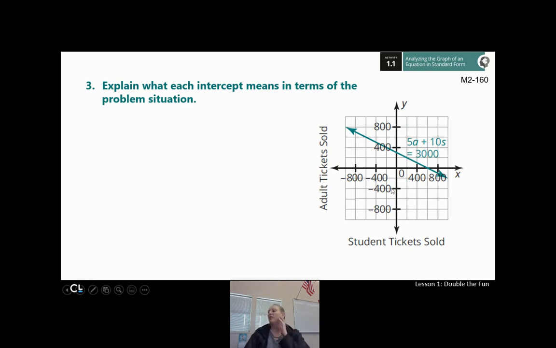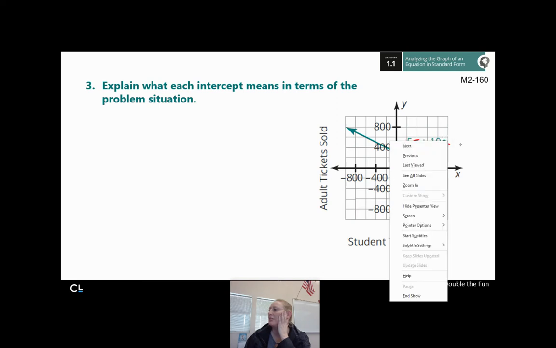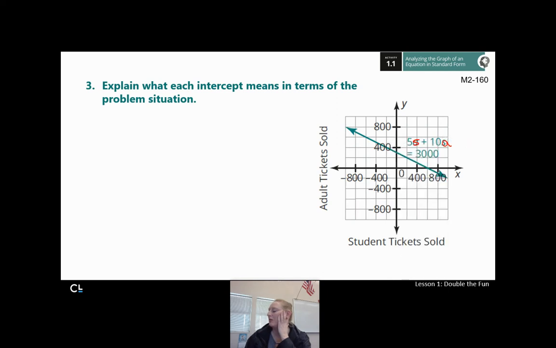So we found these intercepts, right? We found that our x-intercept was 600 and that our y-intercept was 300. Sorry, I want my pen here because again, they mess it up. That should be 5S and that should be 10A. There's a typo in the book. I'm so sorry, and it's so angry at me that it won't even let me fix it.